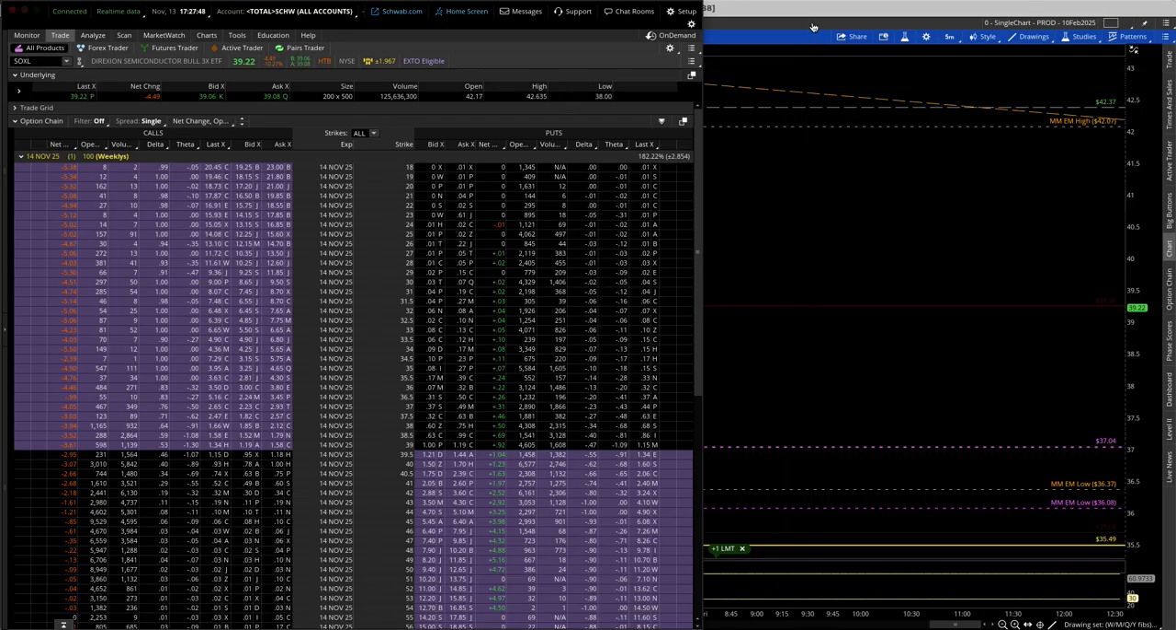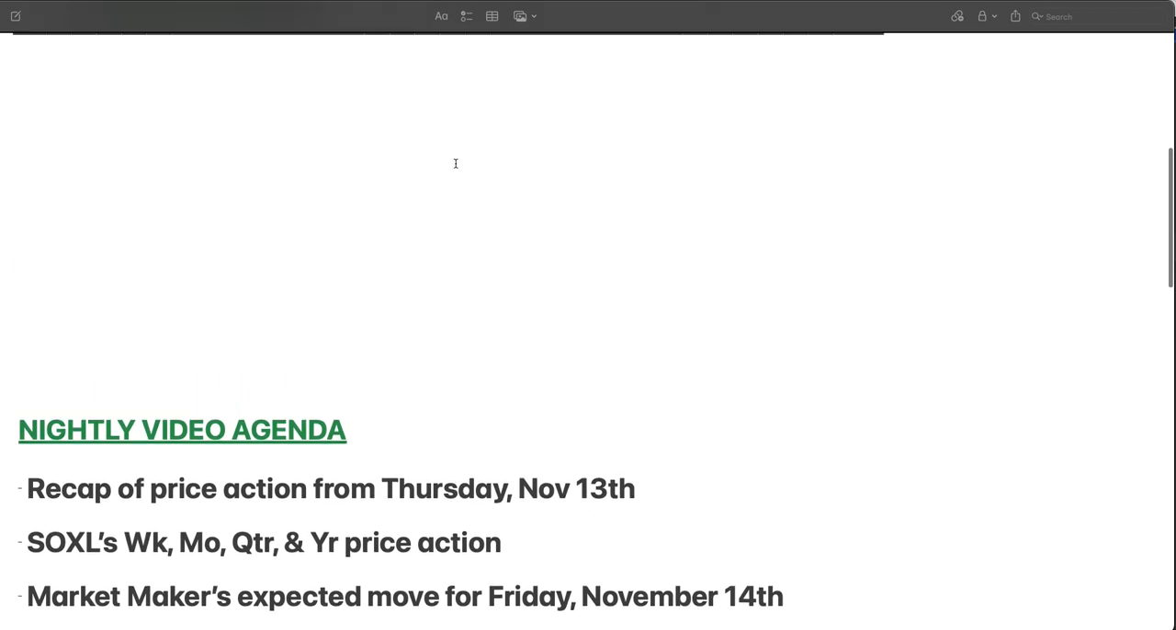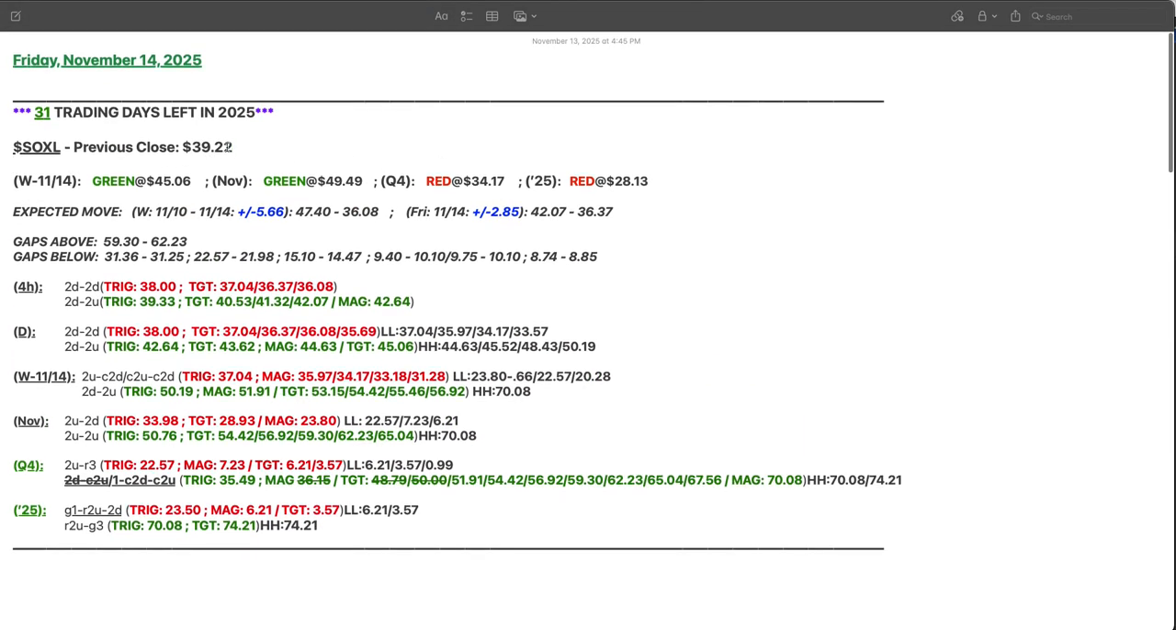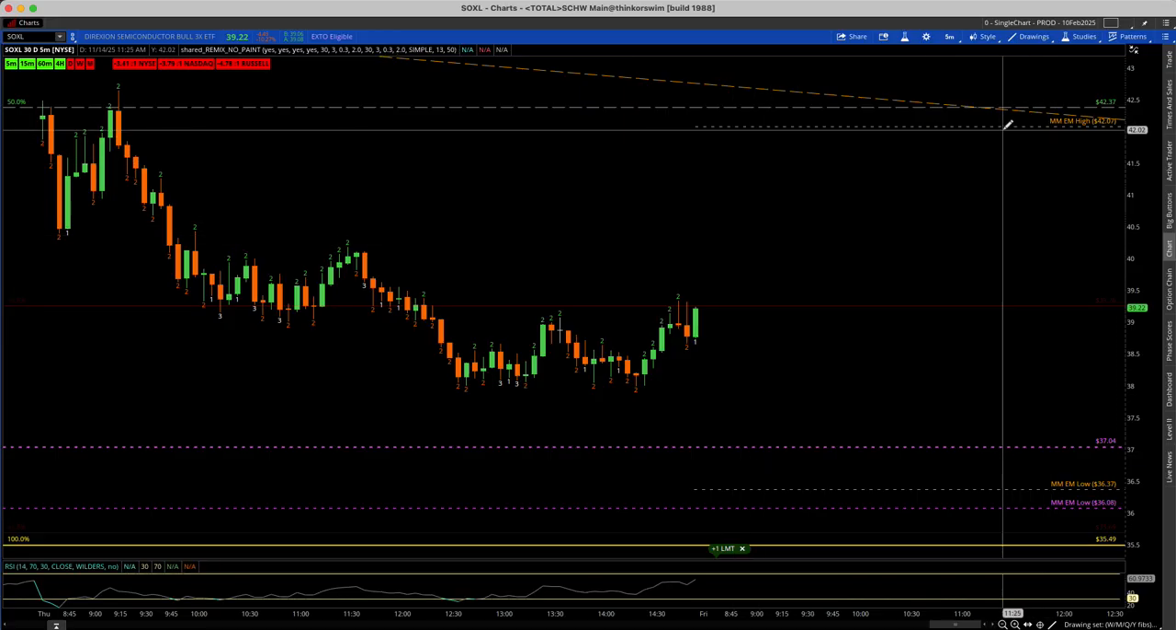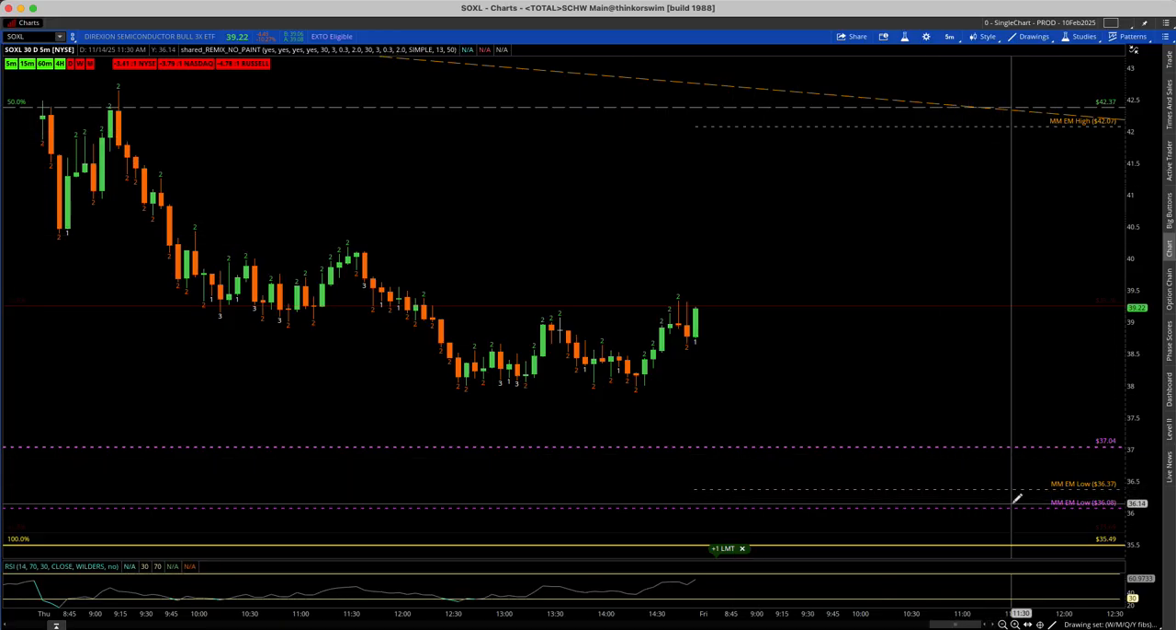So if we go to our notes here, we can see we closed on Thursday at 39.22. And the market maker's expected move is plus or minus $2.85. So that gives us a range that the market makers expect price to trade in on Friday of 42.07 to 36.37, right? So if we go back to the charts here, we can see we've got that marked out. Market makers expected move low.